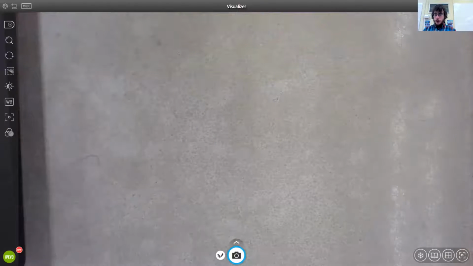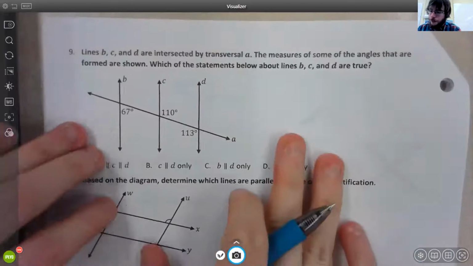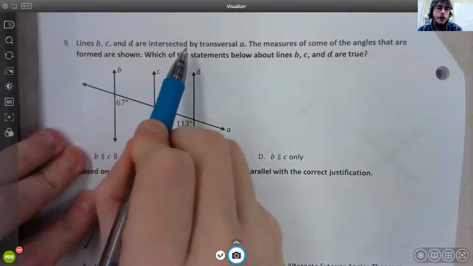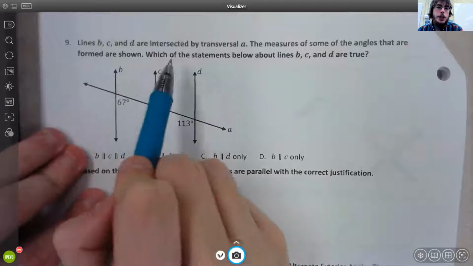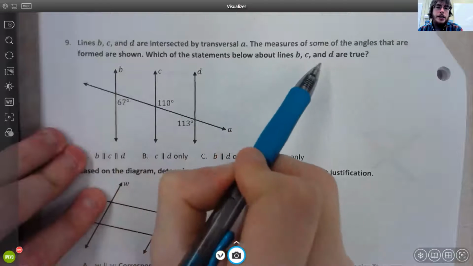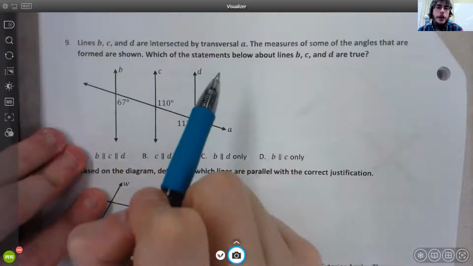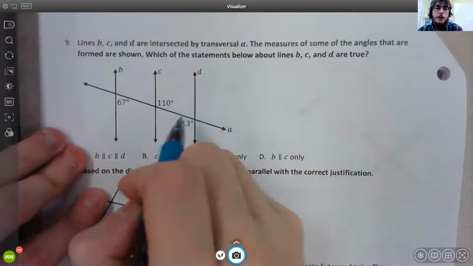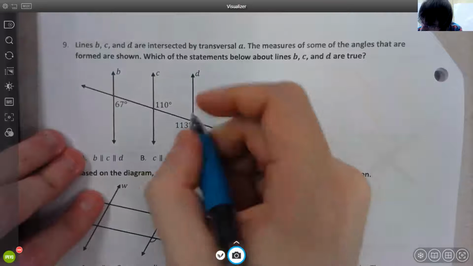All right, number 9. Number 9 says lines B, C, and D are intersected by transversal A. The measures of some of the angles that are formed are shown. Which of the statements below about lines B, C, and D are true? Remember what you are doing. You are looking for intersections that match exactly, okay? So we're going to fill out these intersections and see which ones match exactly.